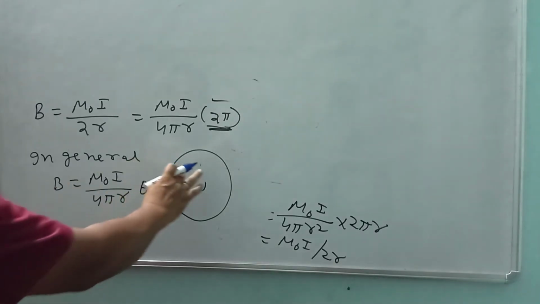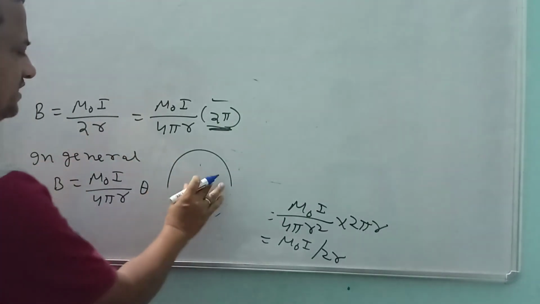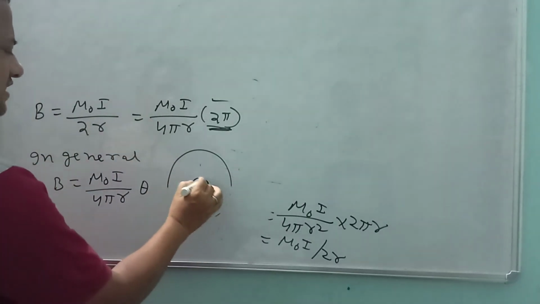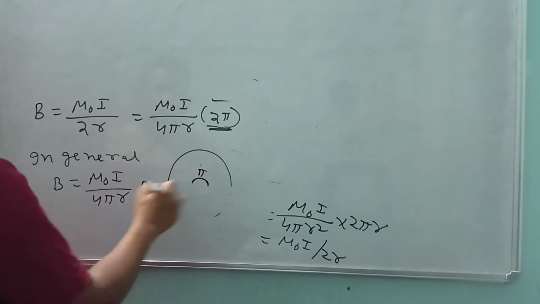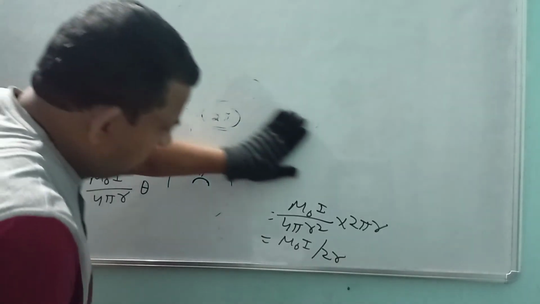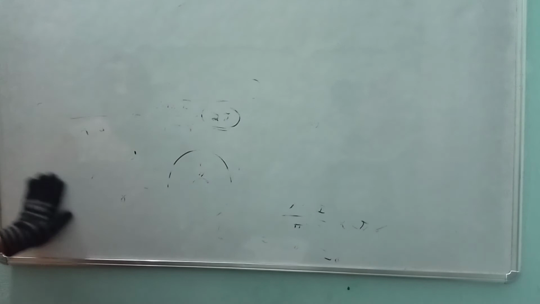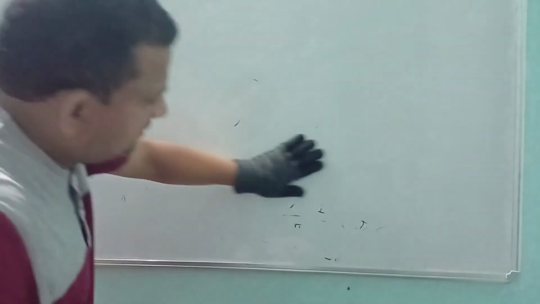So for full circle 2 pi, for semicircle like this, if this is a semicircle, then the angle is pi. So in place of theta, you can put pi. So you know the magnetic field for a circular conductor or for an arc. Now, how to solve problems for it?